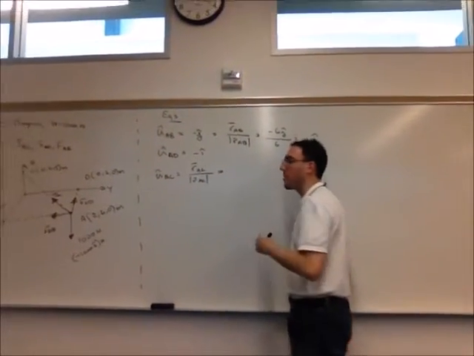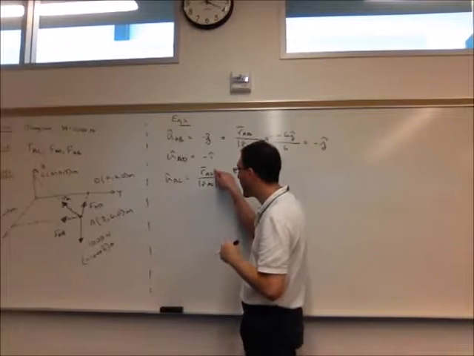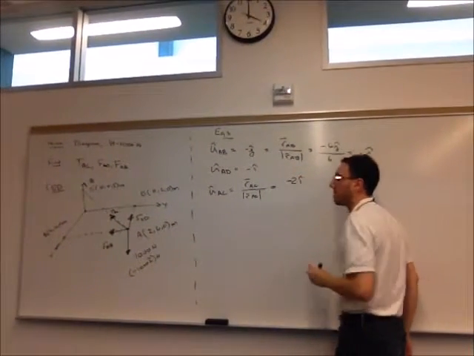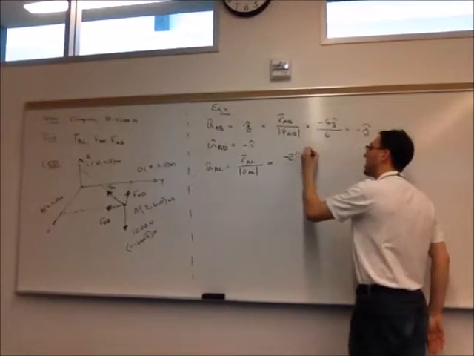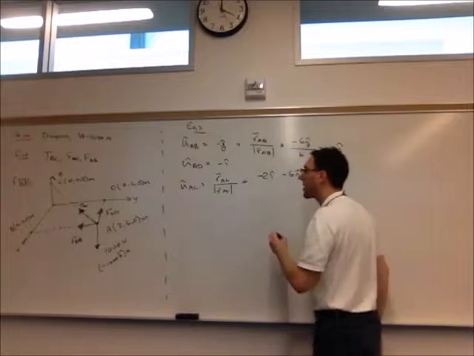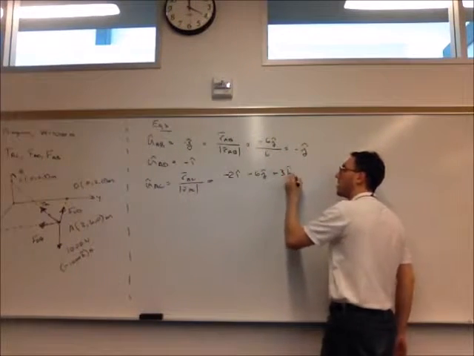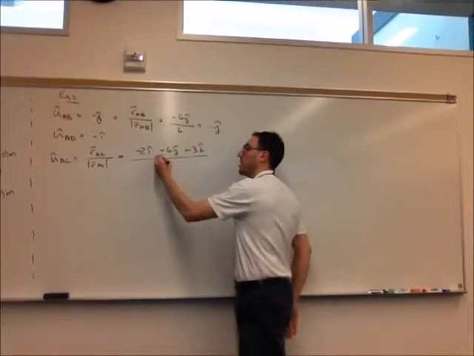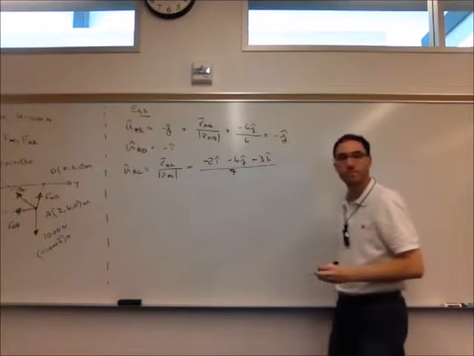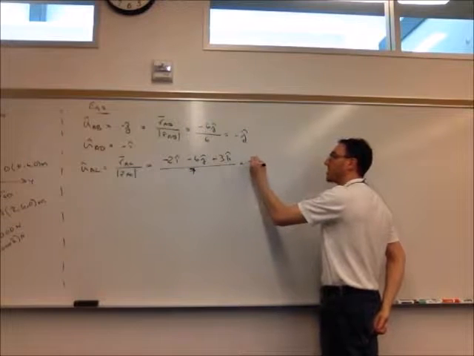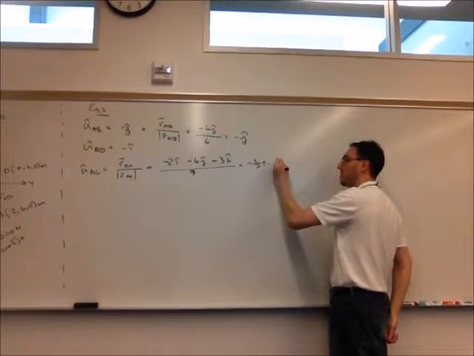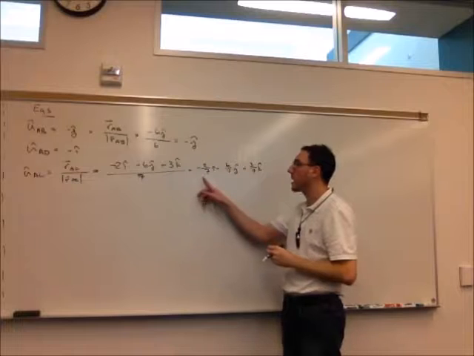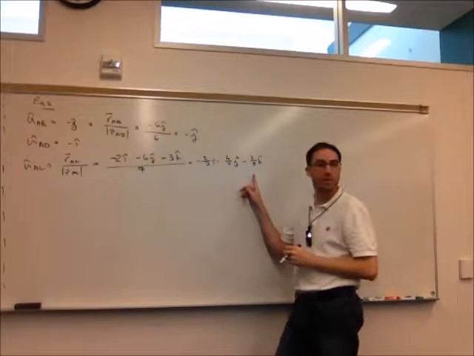So RAC, remember, is endpoint minus the start point, so we're ending at C, starting at A. So it's going to be 0 minus 2i, 0 minus 6j, and 3 minus 0k, so plus 3k. If I had its magnitude, 2 squared plus 6 squared plus 3 squared is 49, so the magnitude is going to be 7. So whenever I can, I do like to represent it as a fraction if possible, which it's not always possible. So the unit vector, the direction to go from A to C, negative 2/7 i minus 6/7 j plus 3/7 k.